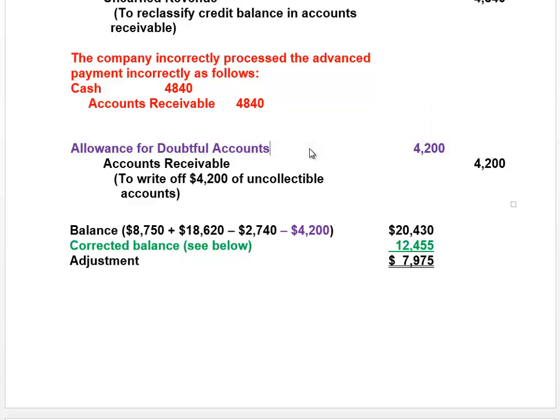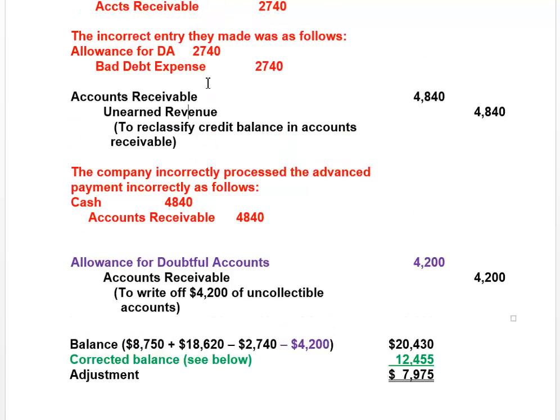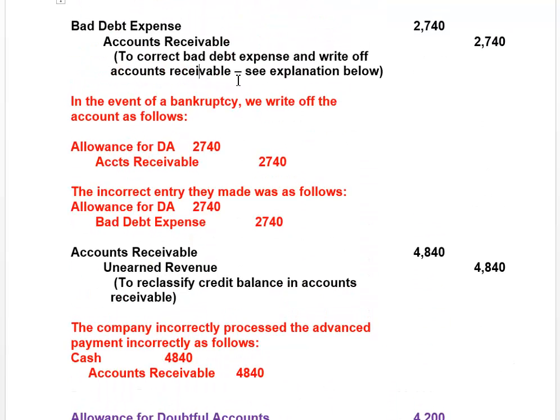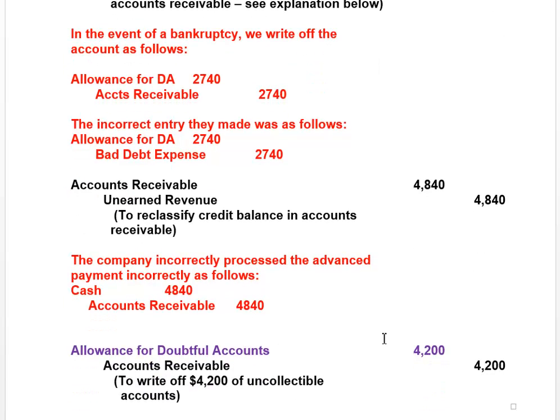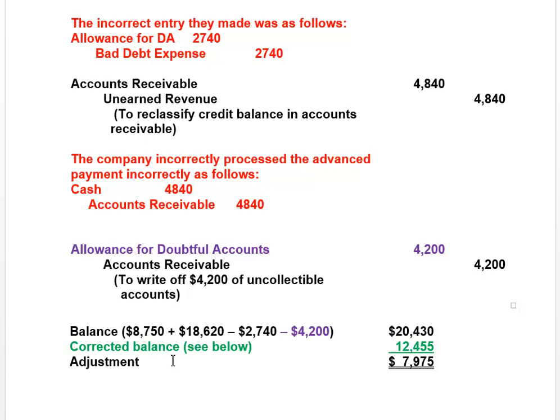Okay, so now you'll notice here that I've highlighted this one in a different color. That's because of all the correcting entries that we made, which are the ones here in the black ink, all of these corrections, only one of them deals with the allowance for doubtful accounts. So if we look at the balance that we have in that account now, including the write-off that we would have made once we posted this entry, the allowance would have a balance of $20,430.